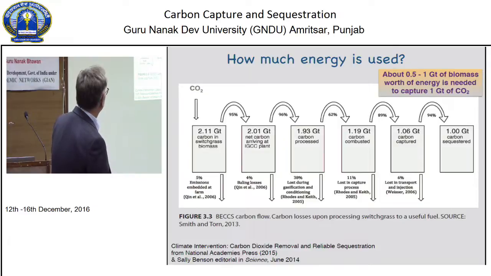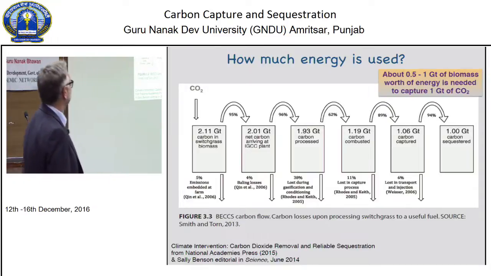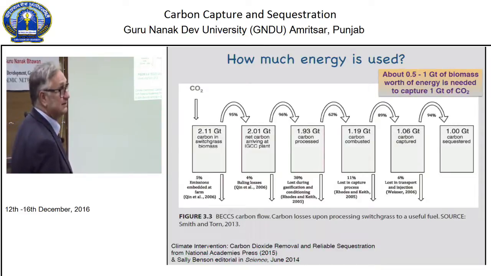And then you have to transport it to the plant, and that takes a little bit of energy, and you lose some of the biomass, milling it down to the point where it can be fed, and then processed, in which you use a lot of energy. And then, the capture isn't perfect. And you reach the end and you realize that about half to 1 gigaton of biomass is needed to capture a gigaton of CO2. And so that's harsh. It's a harsh energetic process.